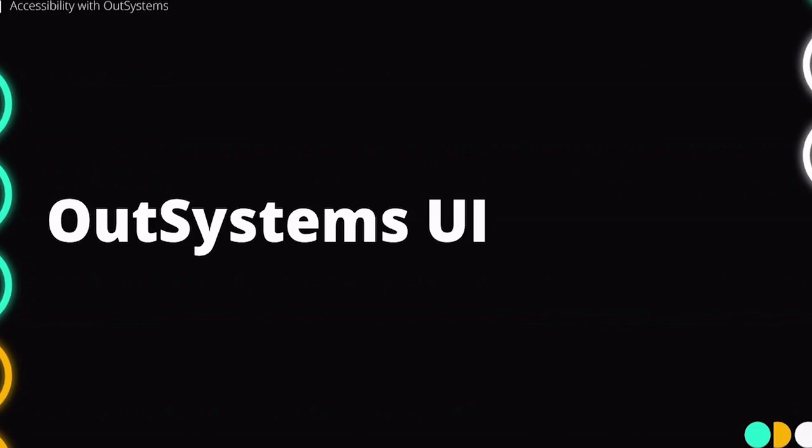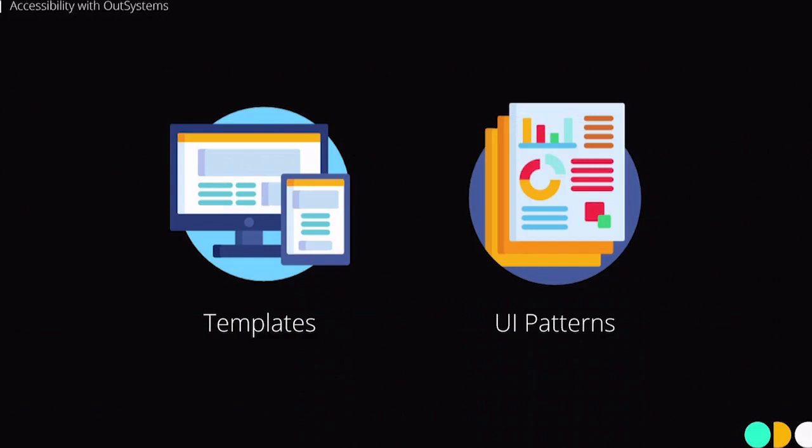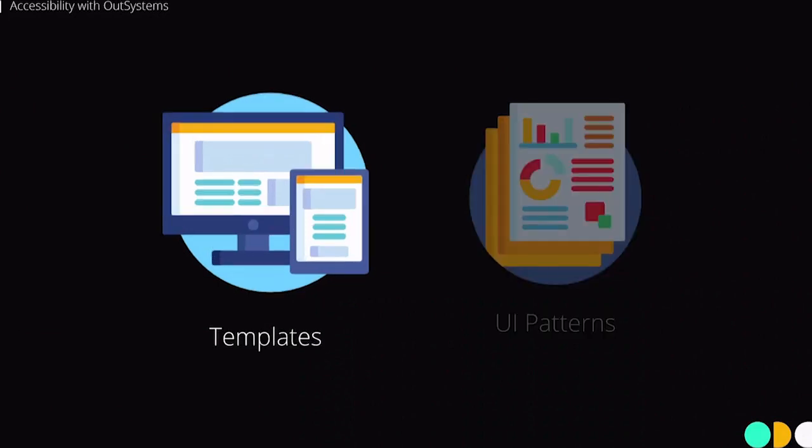And here is where the magic appears. With OutSystems UI, we created this UI framework to provide a default accessible in our patterns and templates. We are splitting into these two things, templates and patterns. But let's talk about templates, because when we create an app, we need the template.